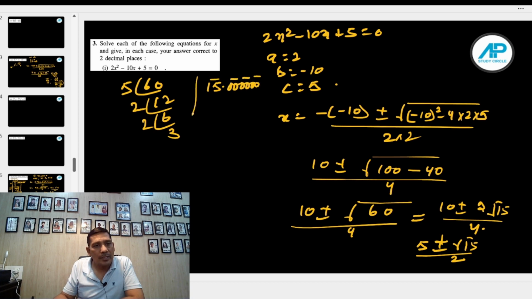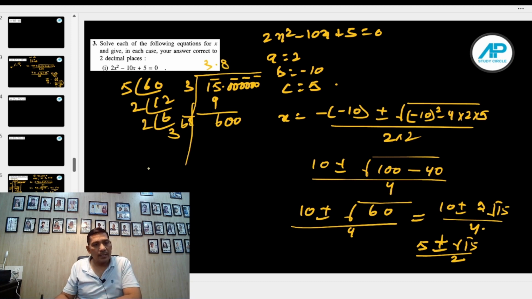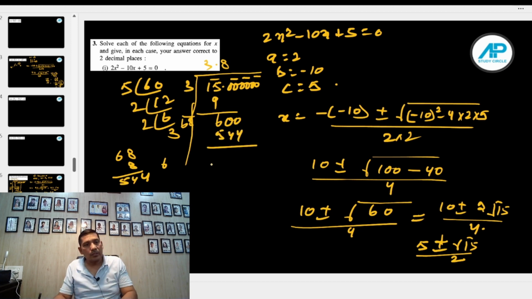1 pair, 2 pair, 3 pair. It all goes in pairs. 3 times 3 is 9. 6 and you got double 0. Double the 3, 6 will come. You have copied it here, put 8 here and 8, and so 68 times 8 is 4 6, 48 is 54, 544. You got 600 minus 544 gives you 56.